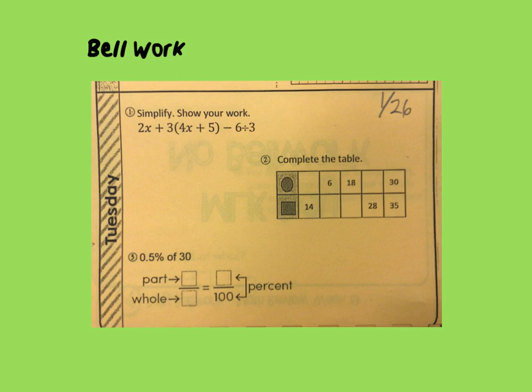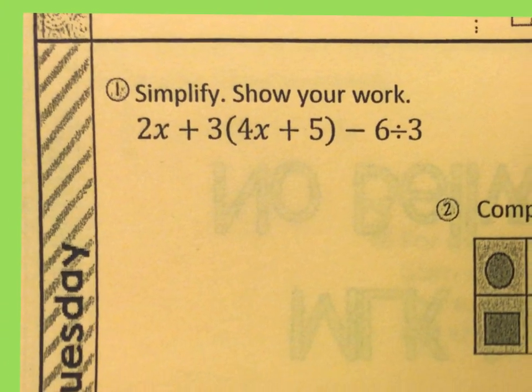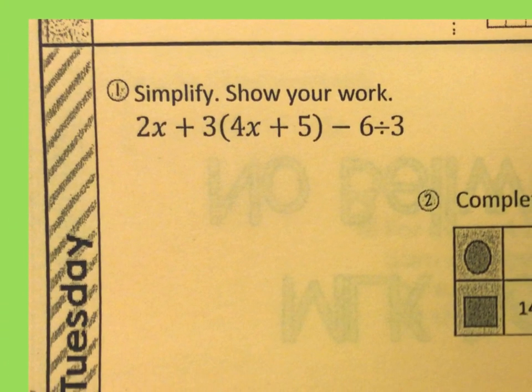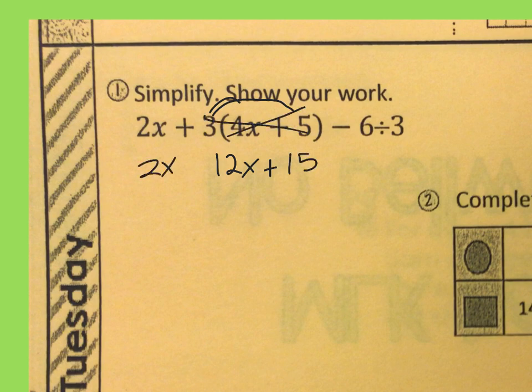Yeah, we're a day off, so we're going to be doing Tuesdays today. So first things first, we're going to look at number one. We are being asked to simplify. When we're asked to simplify, we're looking for things that we can do with parentheses. So let's start right here. 3 times 4x is 12x, and then 3 times 5 is 15. Now we're done with that, so let's move down everything else that's left.